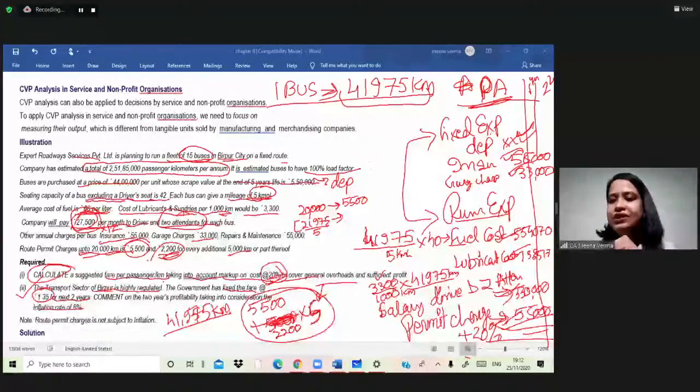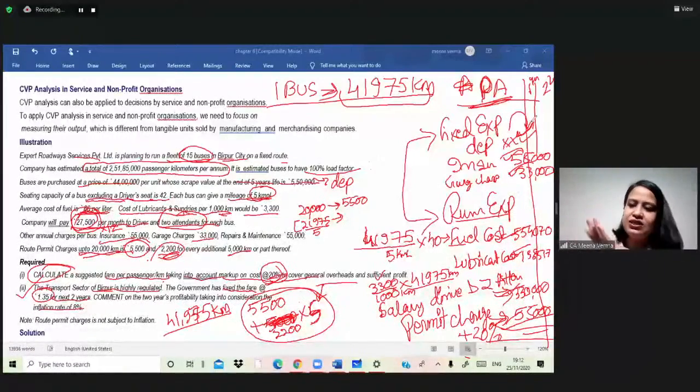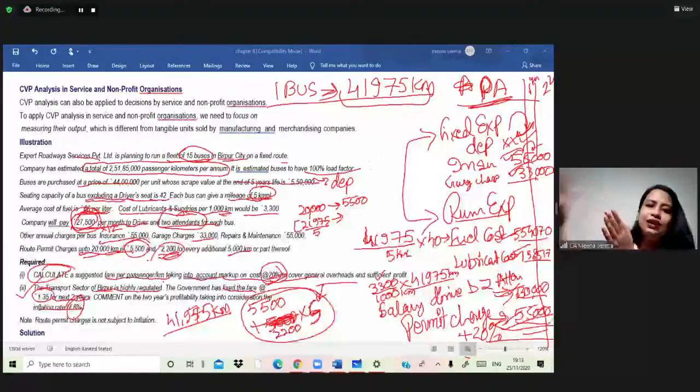In case of next year, depreciation will not increase. It will remain the same. But yes, insurance charges will increase by 8%. Garage charges will increase by 8%. Fuel cost will increase by 8%. Lubricant cost will increase by 8%. The salary of the driver and two attendants will increase by 8%. And the permit charges will increase by 8%. So in this way, due to inflation, these costs will increase, but depreciation will not increase.